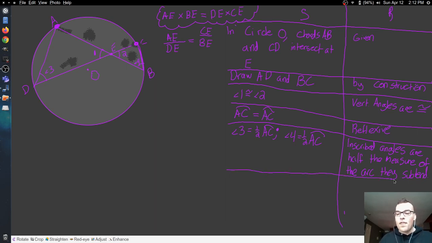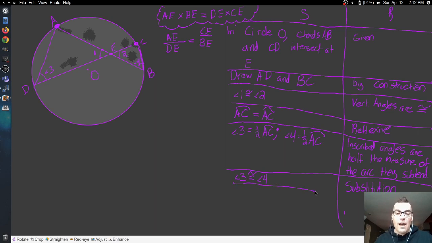Now that I've got that statement and reason in there, I can now say that angle 3 is equal to angle 4, or I could say they're congruent, would probably be more appropriate. And now that's just a simple substitution. Because I know AC is equal to itself, so if I have half of AC on both sides, I can say that 3 and 4 are equal to one another.